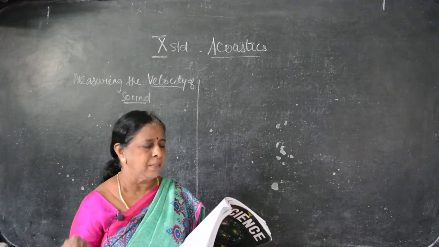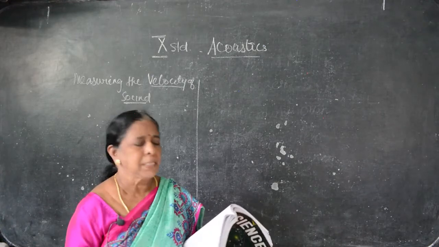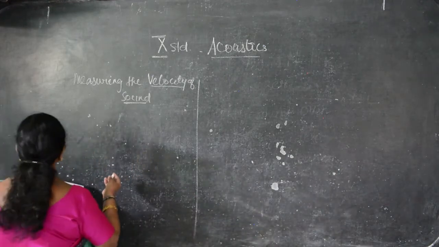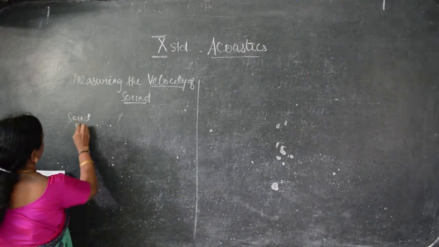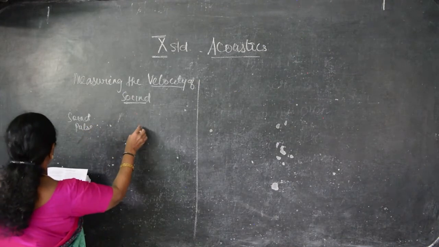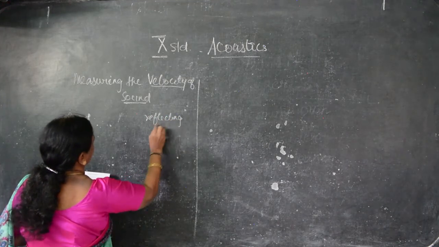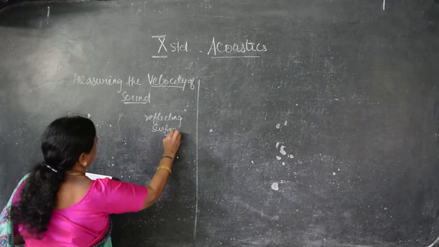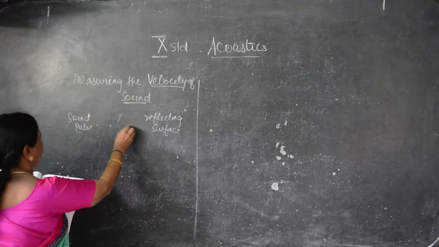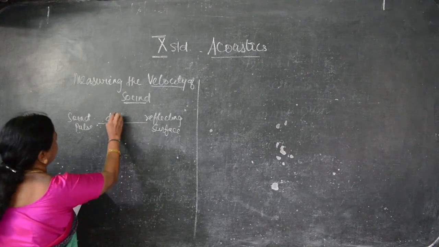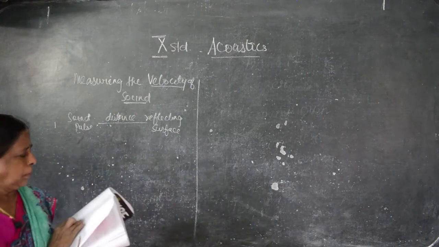Measure the distance between the source of the sound pulse and the reflecting surface using the measuring tape. That is, one is a sound pulse, and here what is the reflecting surface? So here the sound is produced and it should be reflected there. First you have to find out the distance between them. How can we find out the distance? By using the measuring tape.